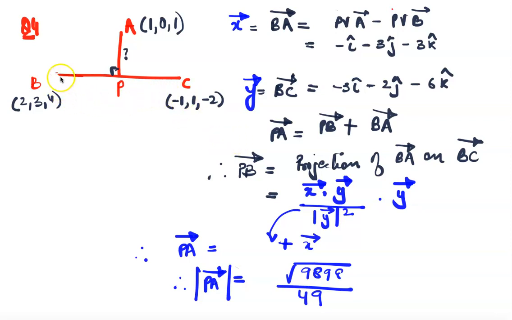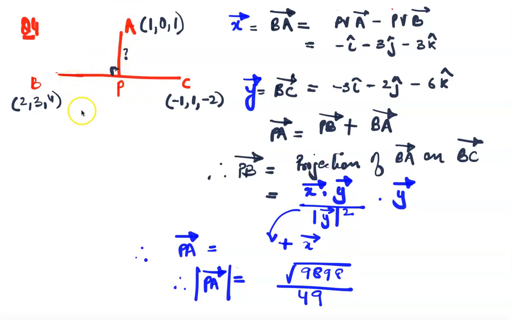So in fourth question, we have been given a point A, which has a vector i hat plus 0 j hat plus k hat, and then we have a position vector of B, and then we have a position vector of C, and we wanted to find the length AB. So how do we solve this problem?